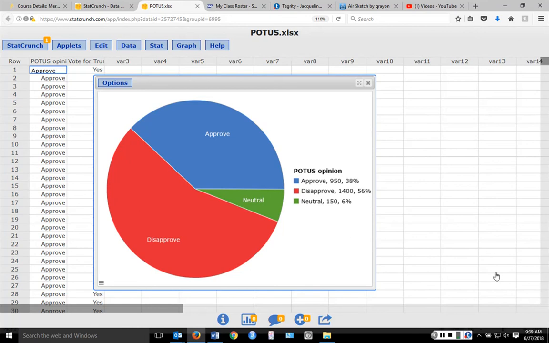In the next video, we'll talk about how we're really going to test this relationship between our 2 categorical variables.